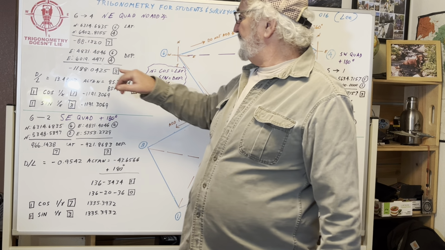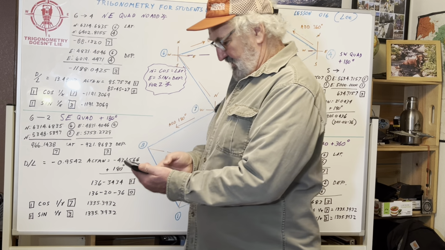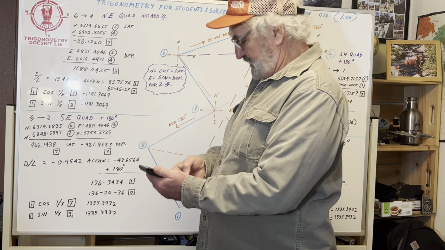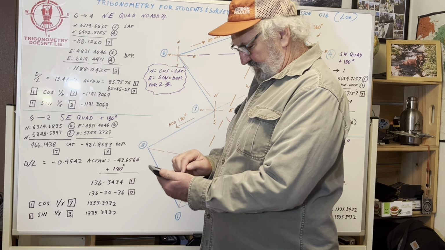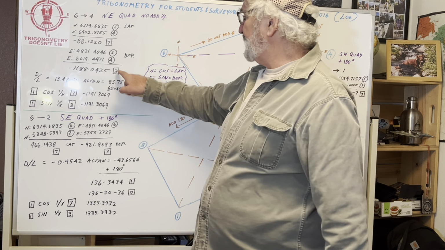And now for the next one, for the easting, you subtract your easting from your easting. And we got 1188.0425, and that's a negative. And we'll store that as 3. That's stored in 3.